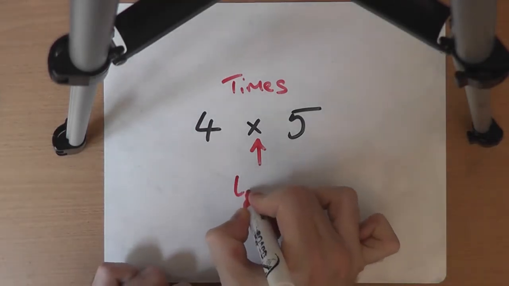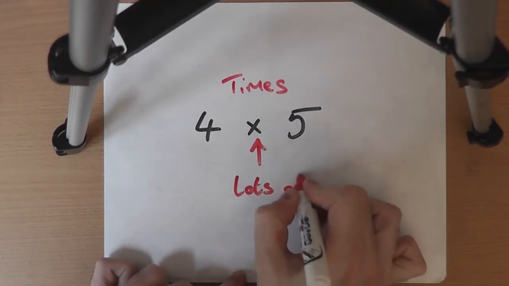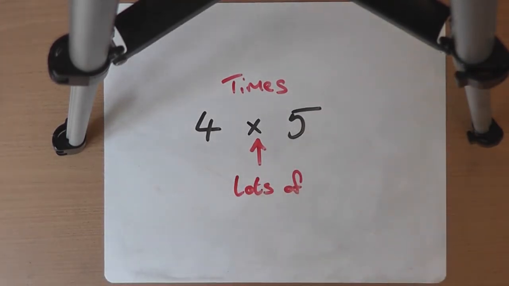And those two words are lots of. And what this actually means is 4 lots of 5. The times sign is a quick way of writing that because it's helpful to have a symbol for these kinds of things, but really what we're talking about is lots of.